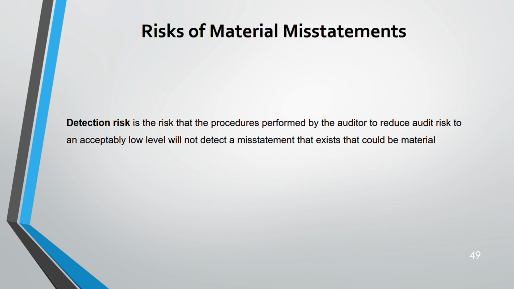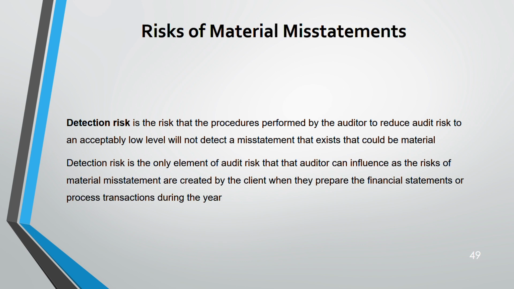What is detection risk? Detection risk means that auditors, through the audit procedure, even if they have done the audit procedure, will not be able to detect some material misstatement. That is known as detection risk. Now, detection risk is the only element in that diagram that the auditor can have control over. The auditor can change it. They can increase or decrease this risk. It is in the hand of the auditor. But the other two, inherent and control risk, are not in the hand of the auditor. It is with the client.